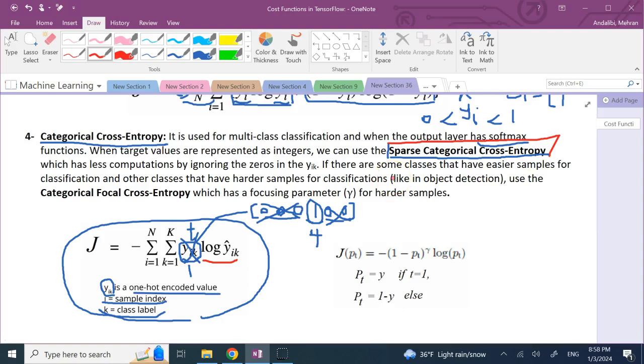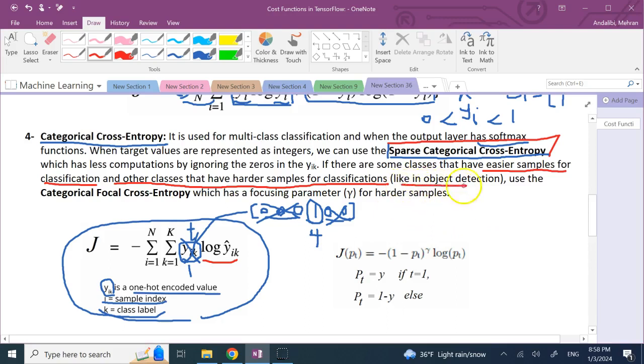Now, sometimes these classes that you're trying to separate from each other and classify, they have some samples that are easier to classify, and they have some samples that are harder to classify. Okay, so there are some boundaries between these classes. Some data are very close to the boundaries, some data are far off from the boundaries. So those that are far off, you can easily classify. But the ones that are close to the real boundaries, they are harder to detect. So that is what we call class imbalance.